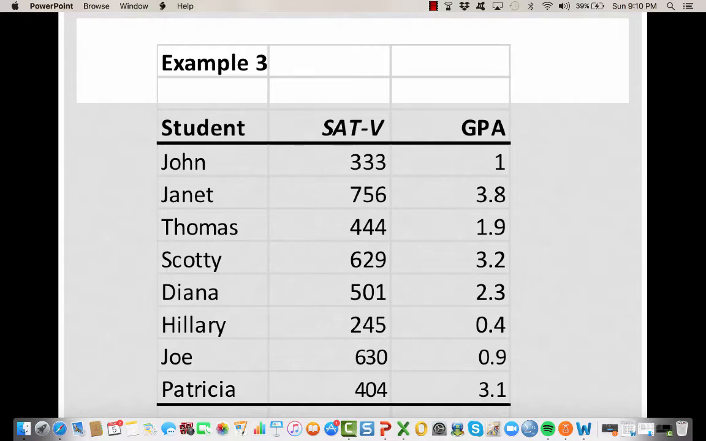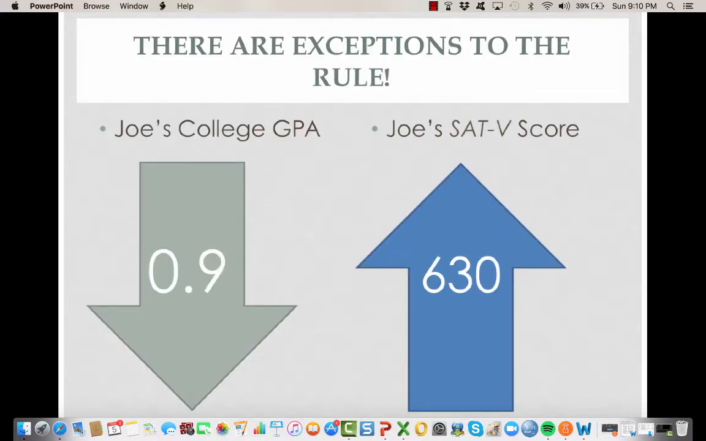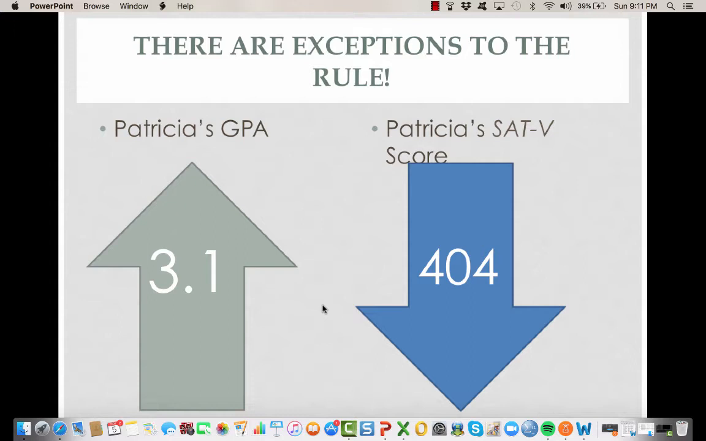Correlational data almost always indicates individuals who are exceptions to the overall trends, making the degree of correlation less obvious. So if you look at these numbers, now let's look at this. Joe's college GPA was 0.9. Joe's in trouble. Joe's SAT verbal was extremely high at a 630. That's an exception to what we were seeing earlier. Patricia's GPA, she's doing well, 3.1. Her SAT verbal score wasn't as high.